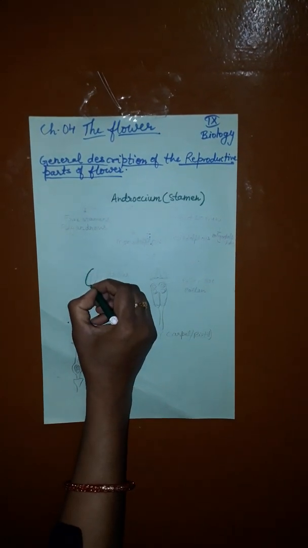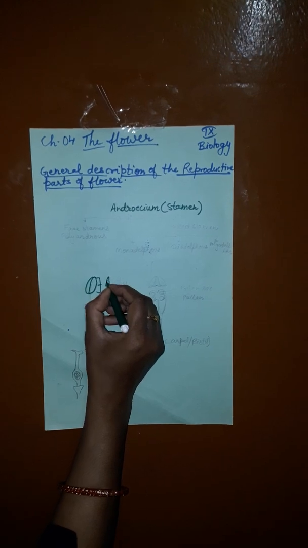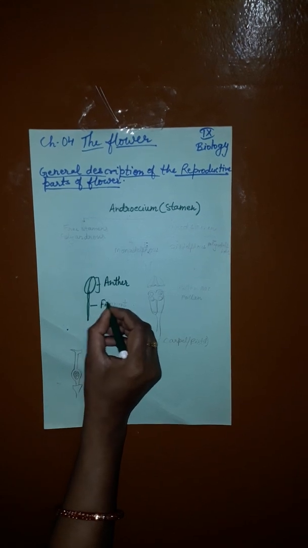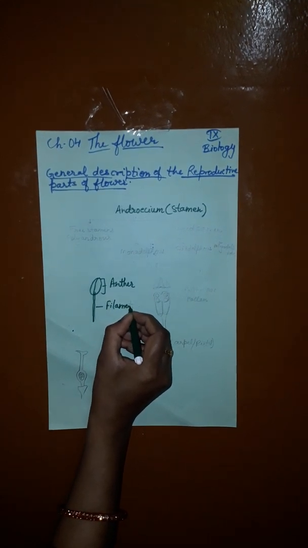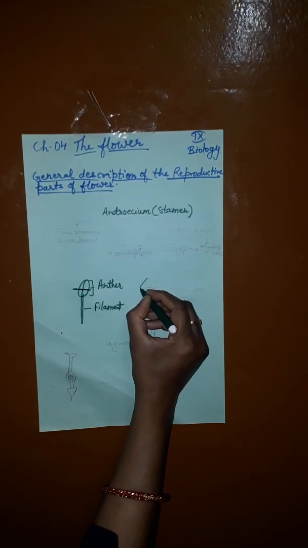See the structure here. This lobe-like structure is the anther, and this thread-like structure is the filament. Now when you cut it horizontally from here, the structure will be like this.